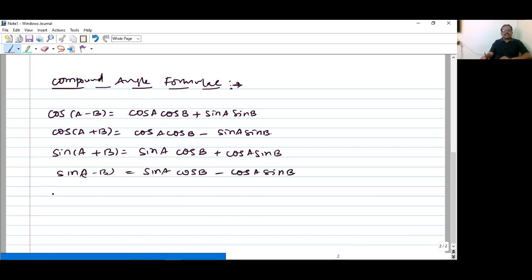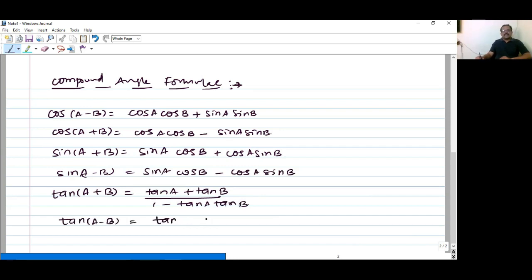After that we have the formula for tan. Tan of A plus B is given by tan A plus tan B upon 1 minus tan A tan B. And then the formula for tan of A minus B is equal to tan A minus tan B upon 1 plus tan A tan B.